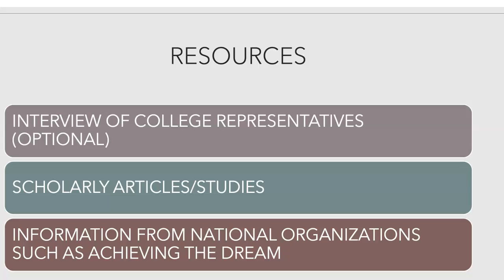I would suggest your best go-to resource would be the list of national organizations I have listed under the Getting Started module as resources, particularly Achieving the Dream and the Community College Research Center. They have a lot of good articles and studies based on different student populations. And of course, the articles that I have posted. And you can also get articles from the library.